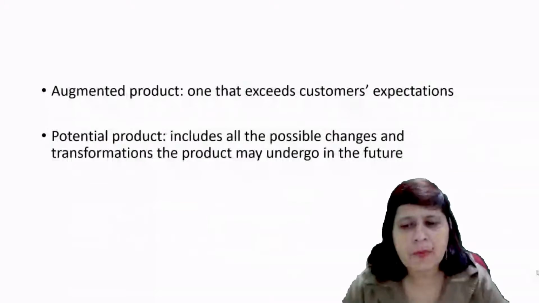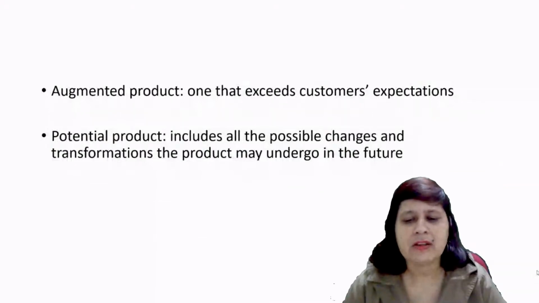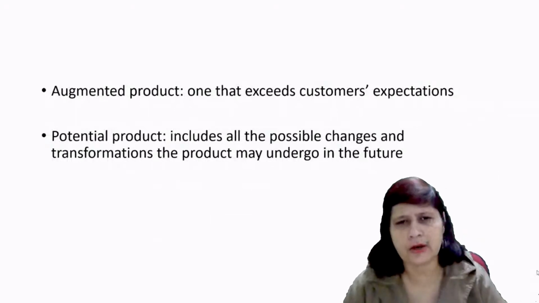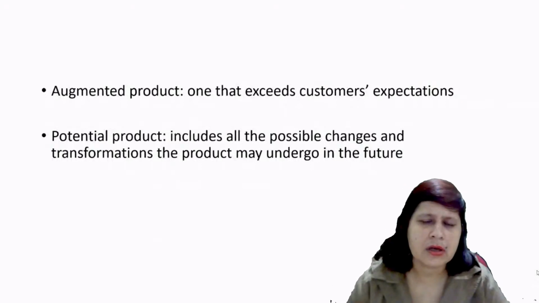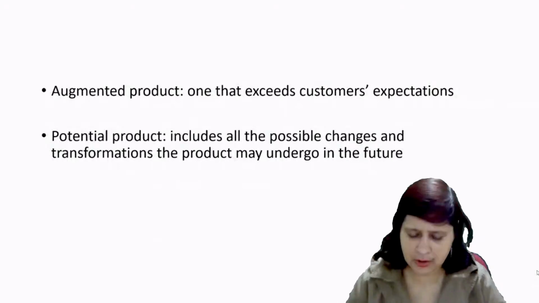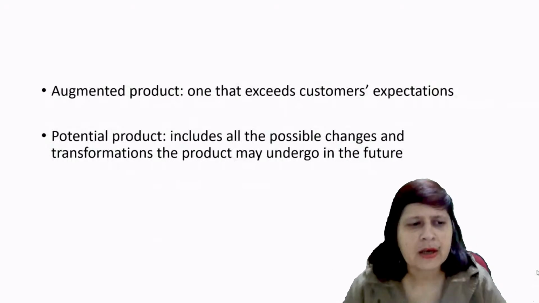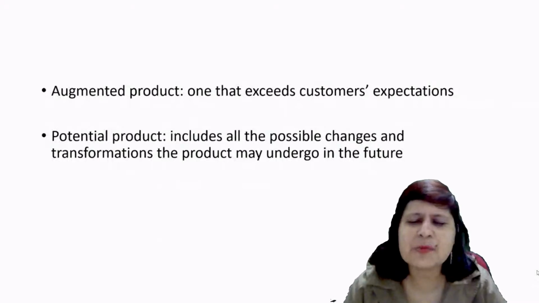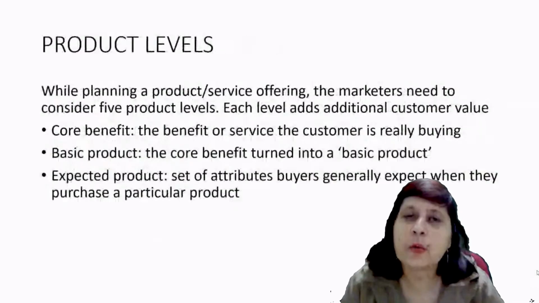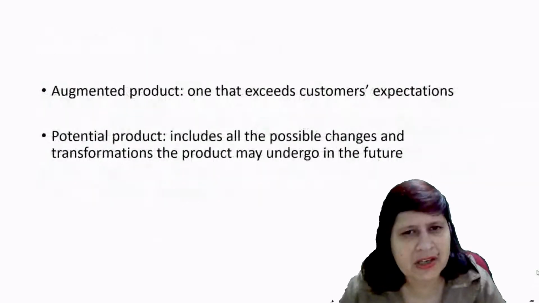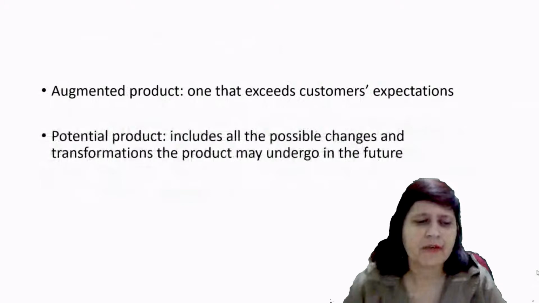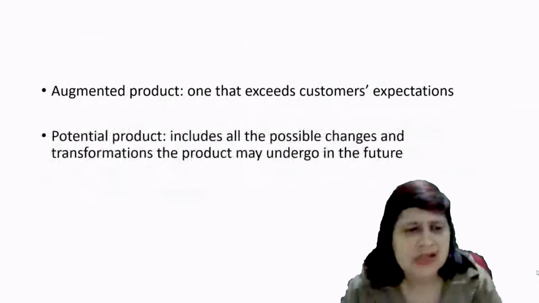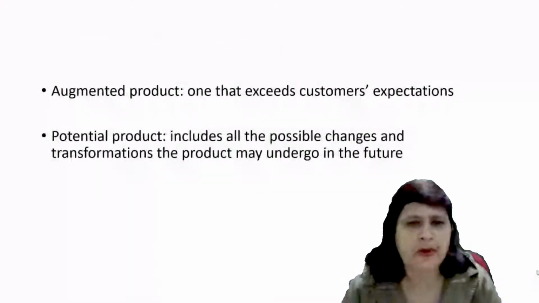Potential product includes all possible changes and transformations the product may undergo in the future. All these are the potential product. So each step adds a value to the customer. Core benefit, basic product, then comes our expected product, and then the augmented product, one that exceeds the customer's expectations, right? And potential product is the possible changes and transformations the product may undergo in future, right? All these add a value to the consumer.